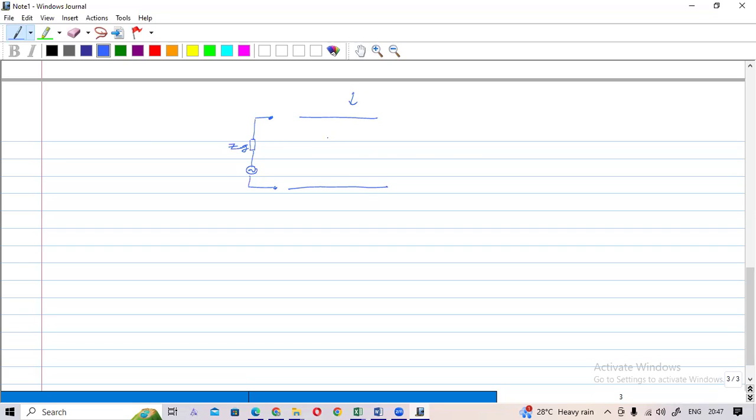This is the transmission line. So the transmission line characteristic impedance is Z naught, and here there is a load. So you have connected the load.